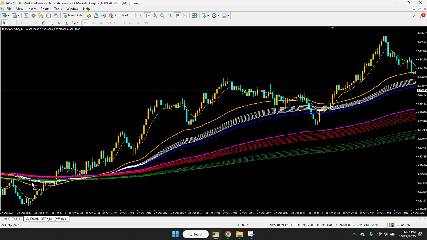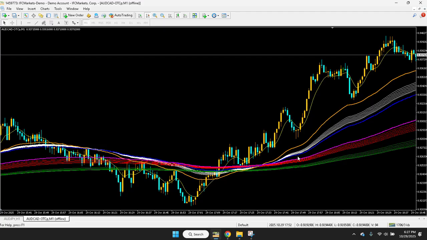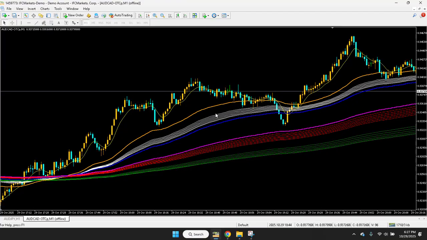Because it's crossing. You never want to trade when all this stuff has come together like that. We're basically going into consolidation and absorption. So you never trade when these things are so close together. You always want to see some width on these bands.